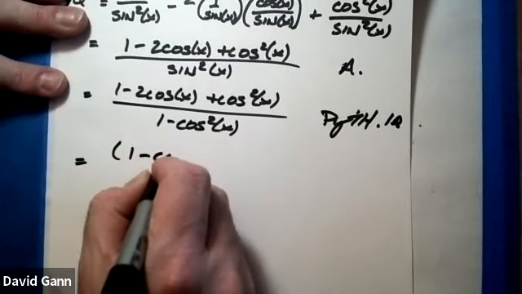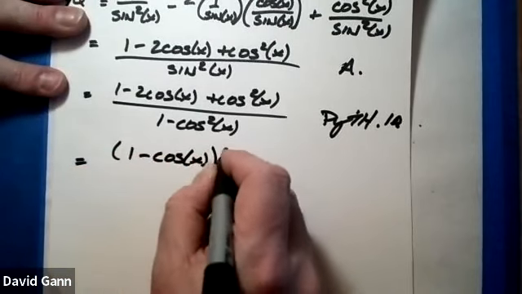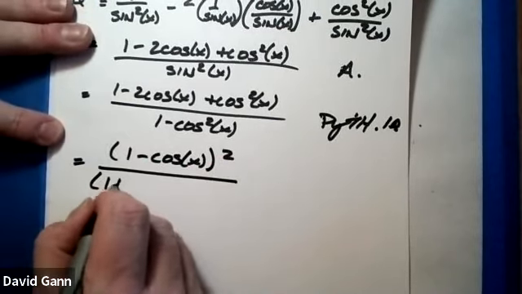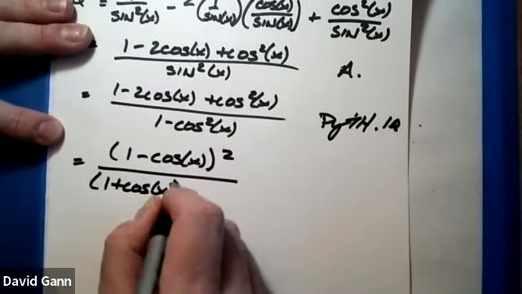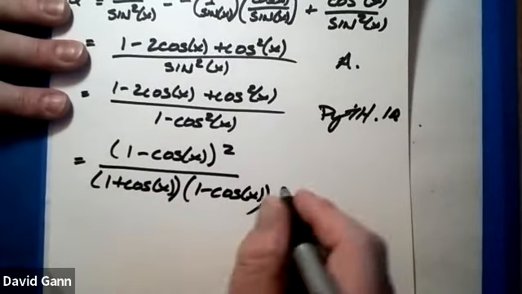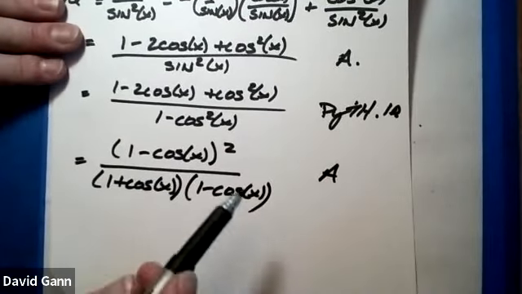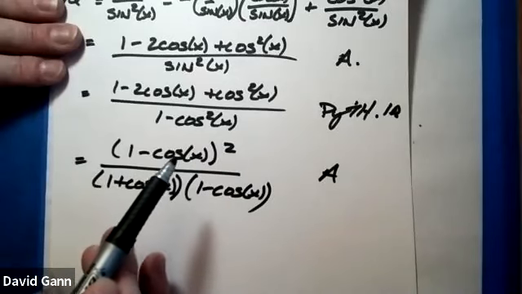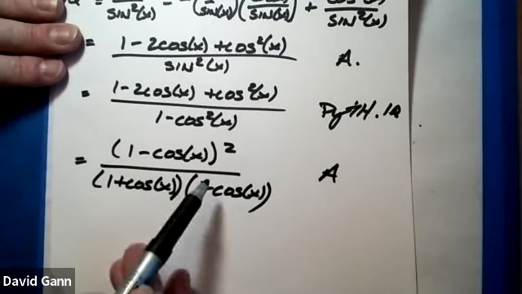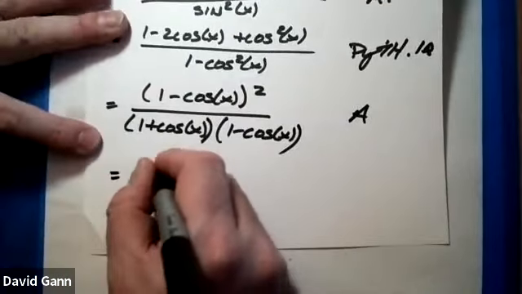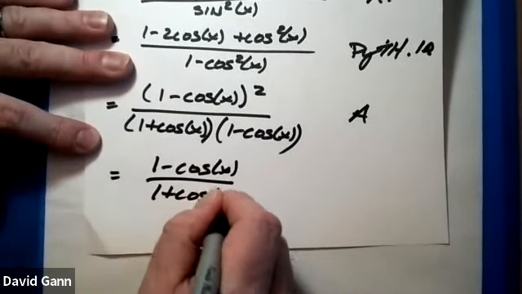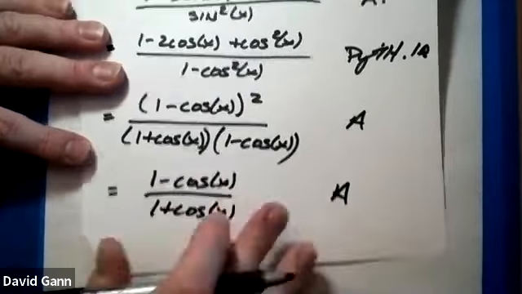I have 1 minus cosine of x, squared, all over 1 plus cosine of x times 1 minus cosine of x. Okay? And that's just a purely algebraic process. Now notice, I can kill off one factor of 1 minus cosine of x by canceling it with the one that's in the denominator, same term, and what I'm left with is 1 minus cosine of x over 1 plus cosine of x, which happens to be what we wanted.